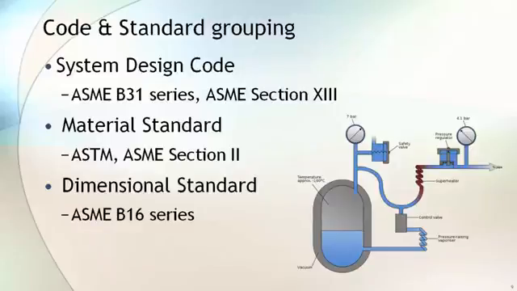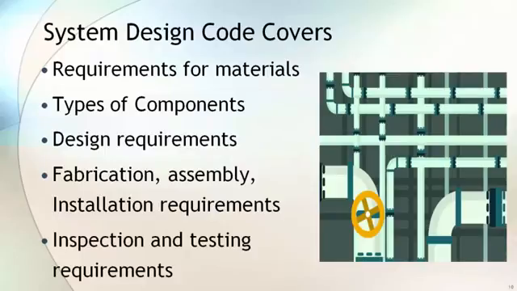System design code covers requirements for materials that can be used in various process conditions, different types of components that can be used, how to design the system, how to fabricate, assemble and install, and it also covers the inspection and testing requirements for the entire system.